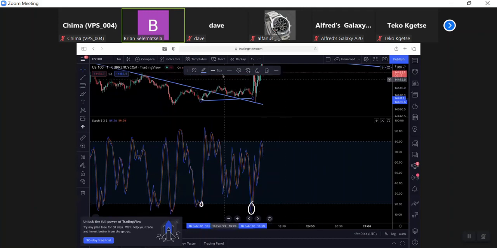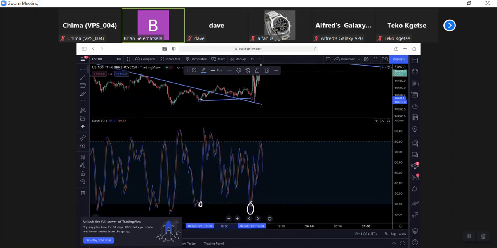on the markets. Of course, the last thing that you confirm with your divergence is the crossing over between the two lines inside the stochastic. The settings of the stochastic that we use are 5, 3, 3.